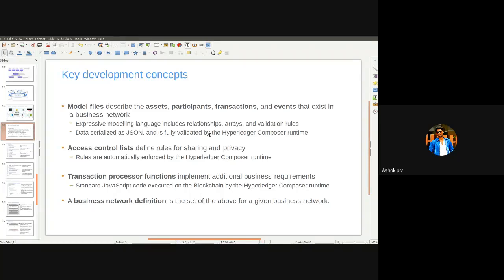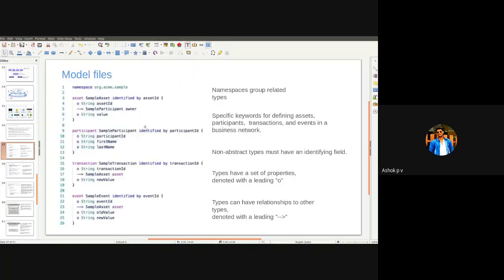And the access control list, as I told you, the permissions for those lists. And we even have the transaction processor functions as well. This transaction processor function is nothing but the logic that we write behind the additional business requirements. So this is how a particular model file would look like.